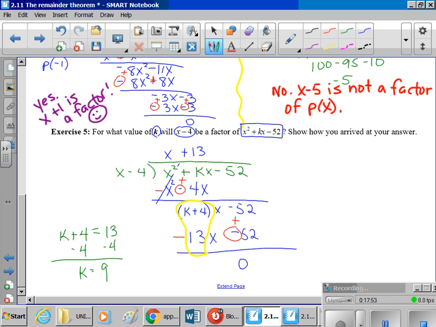Now, you can go back and check it again. You can put a 9 in place of the k up here, and let's see if it works, all right? So if we put a 9 here, then instead of k plus 4, we're going to get 9 plus 4, which is 13. Let's use a different color so we can see this. So this becomes a 13, and now everything does go to 0. So k equals 9. Very Common Core kind of question. I like it, because it really tests whether you understand what it means for x minus 4 to be a factor.